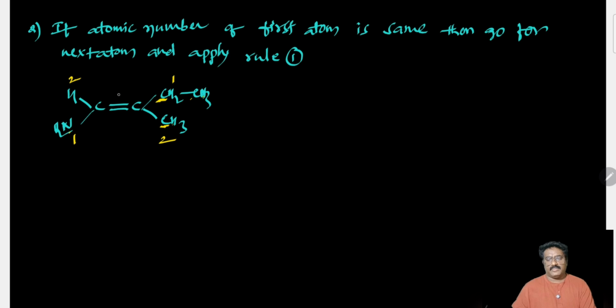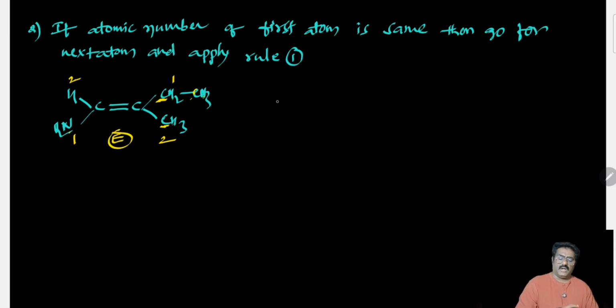See, if carbon double bonded with carbon has the same atom, then go for the next atom. Next atom, here 2 hydrogens, here 3 hydrogens. After 2 hydrogens, who comes? Carbon comes. First priority. So what isomer? It is 1 and 1, opposite side, it is E, antigon.